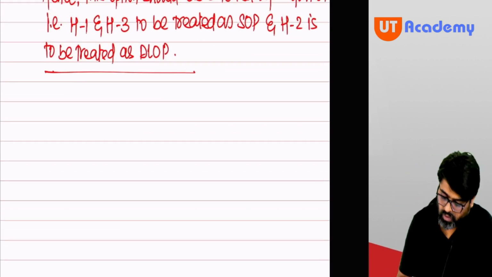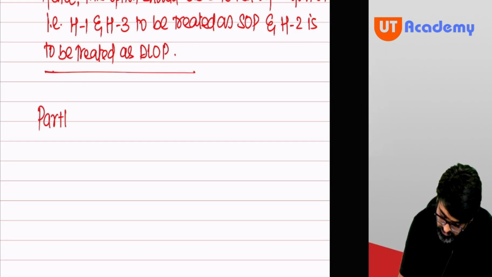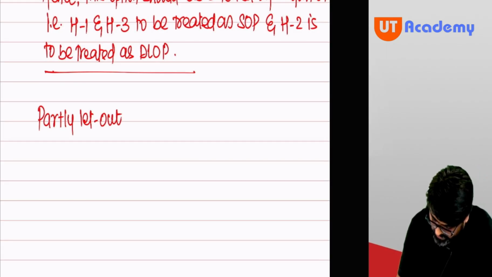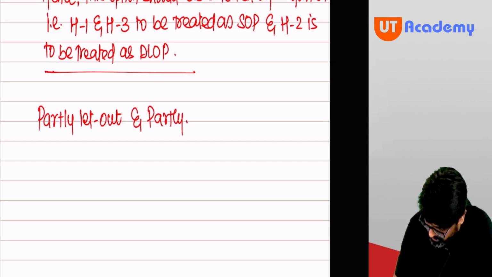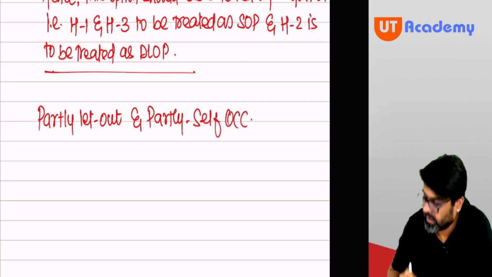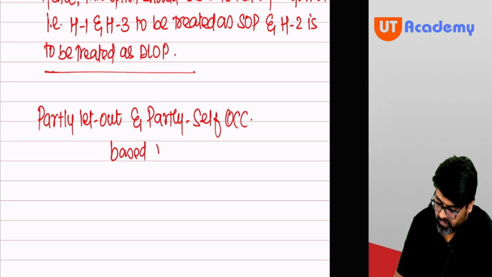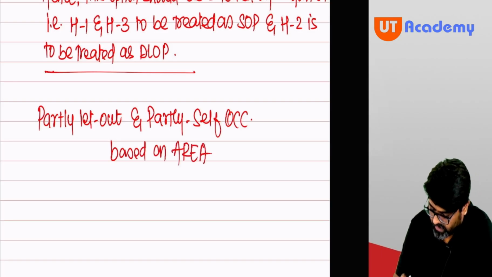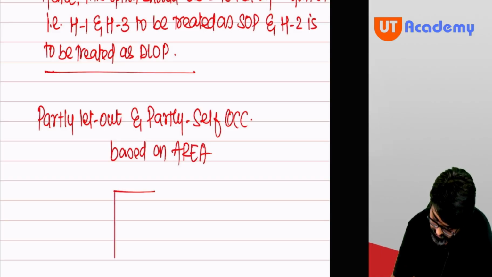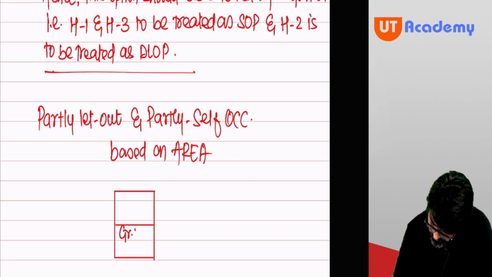So this was your question number 8. Now do you remember, if the property is partly let out and partly self-occupied, now it will be based on area. Example, one property is there. Okay, now this property is having ground floor and first floor. This is ground floor and this is first floor.